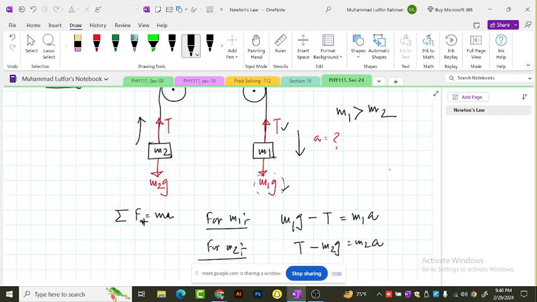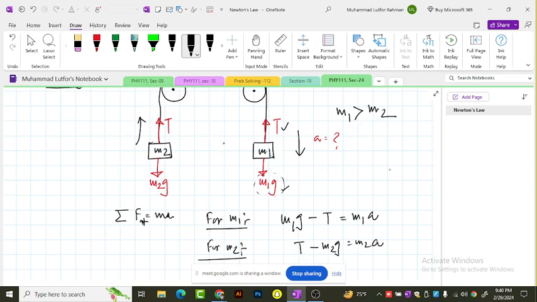Since I assume that M1 is moving downward, in that case M1G should be greater than T. To make this consistent with Newton's second law, because Newton's second law tells us that the system will move in the direction of the net force. If M1 moves downward, it means the net force is downward. Net force is downward means the downward force must be greater than the upward force.